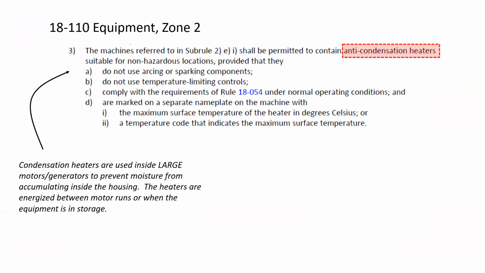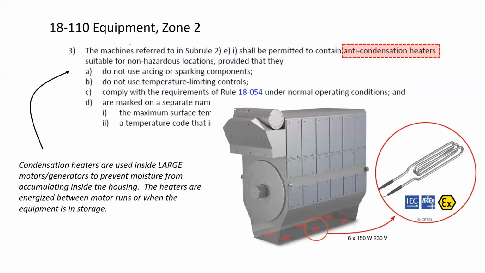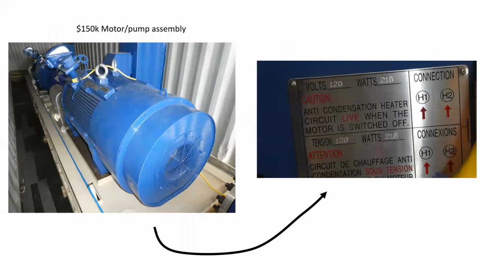Another interesting piece of equipment that we can encounter is machines that contain anti-condensation heaters. Now, there are a few noted items here. Condensation heaters are used inside large motors and generators to prevent moisture from accumulating inside the housing. The heaters are energized between motor runs or even when the equipment is in storage. They can take the form of just a small heating element such as this in a very large piece of equipment. This is a large wound rotor concrete mill. And this is a really expensive motor pump assembly.